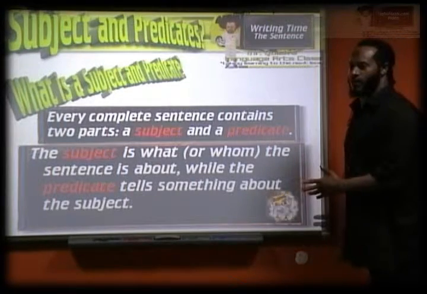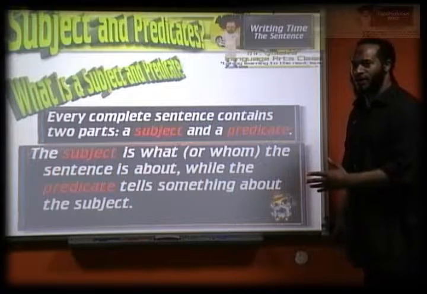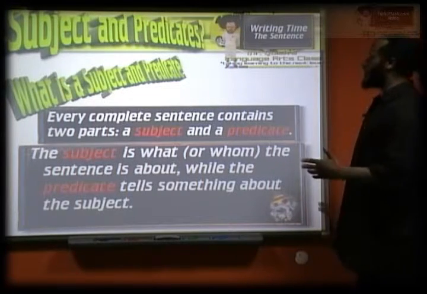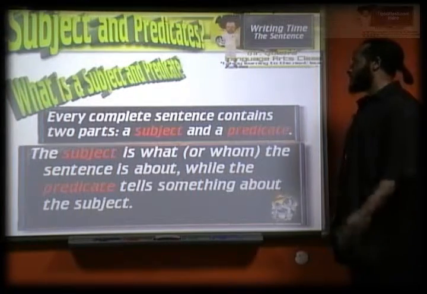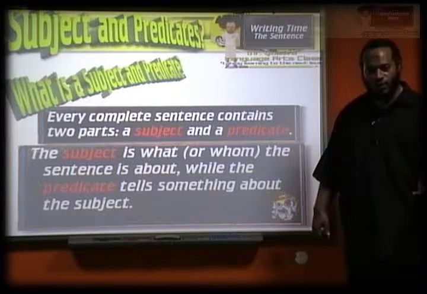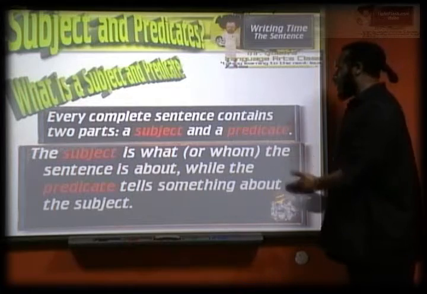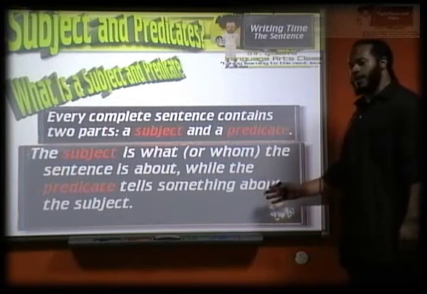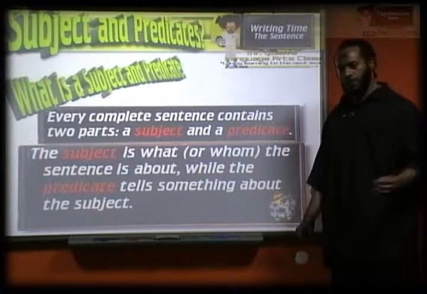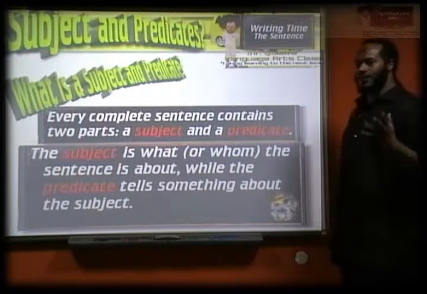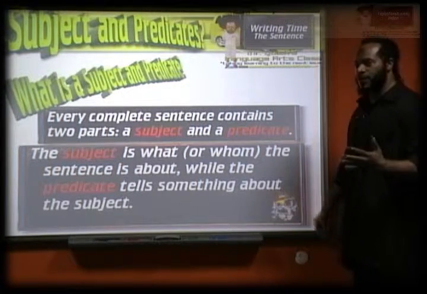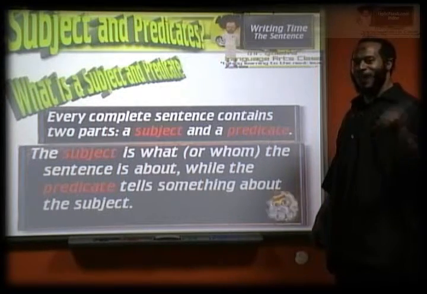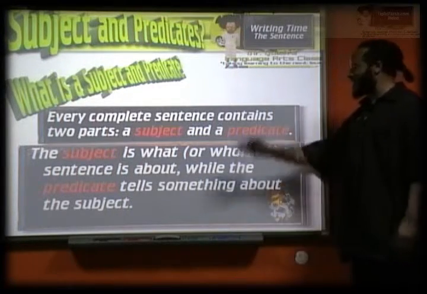What is a subject, and of course what is a predicate? We have to start here when we're talking about writing proper sentences. Every complete sentence contains two parts, a subject and a predicate. The subject is what or whom the sentence is about, while the predicate tells something about the subject. This is very important because in a sentence we must have something, and we must tell the reader something about that something. In this case, we're talking about the subject.